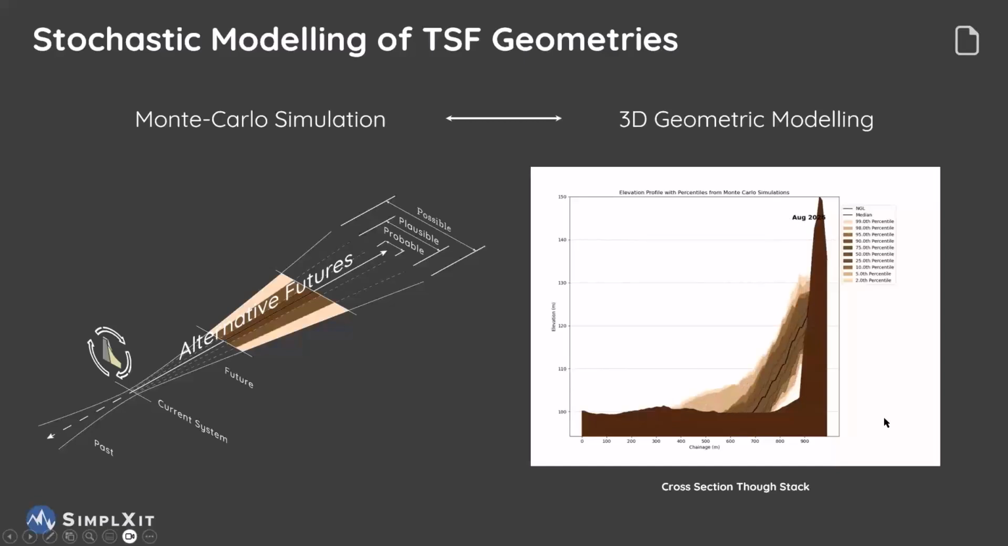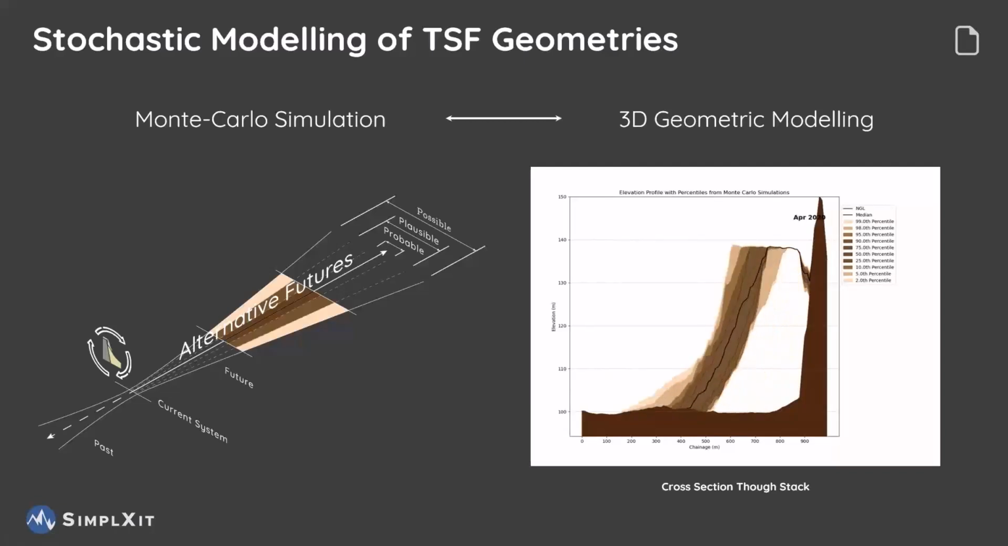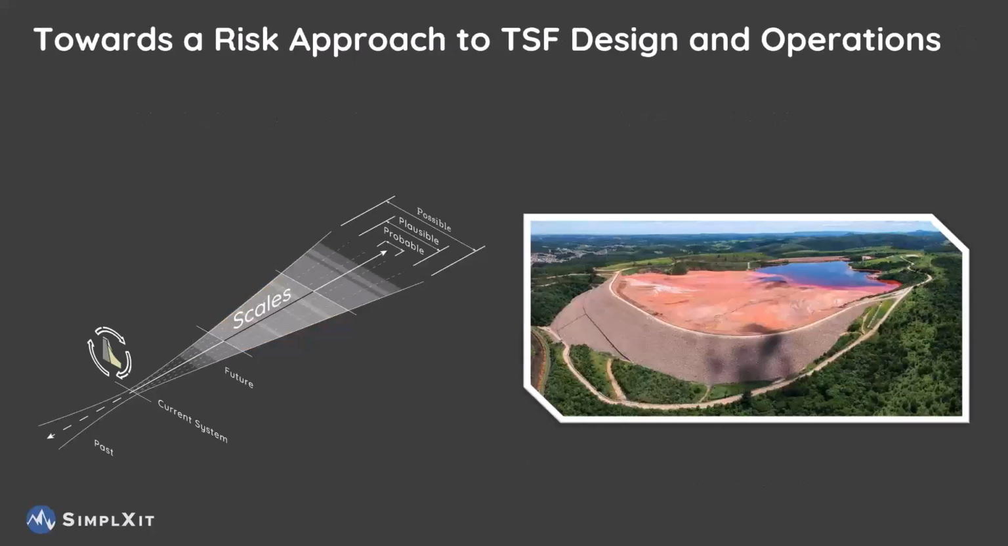So comes new questions about, well, what does that imply in terms of permitting? What does it imply in terms of containing your tailings, etc. So this is what we'll be doing.